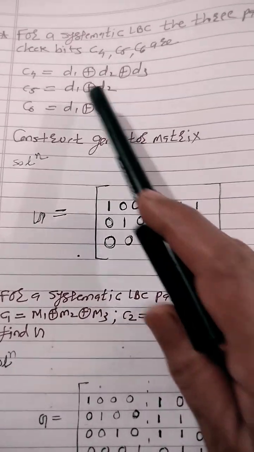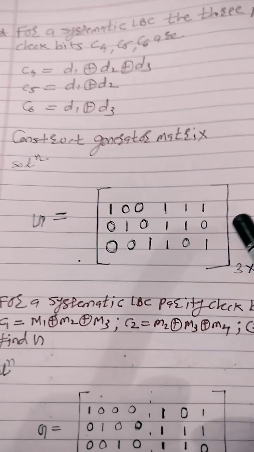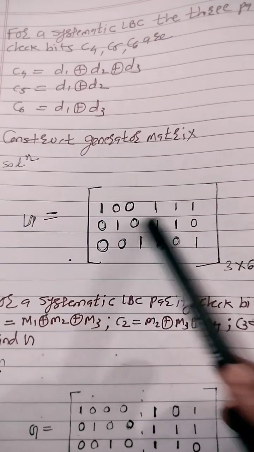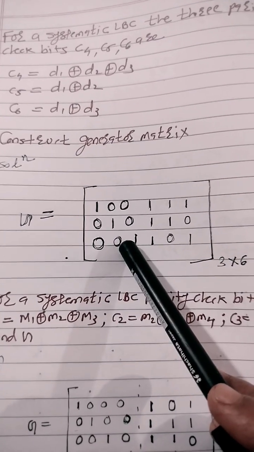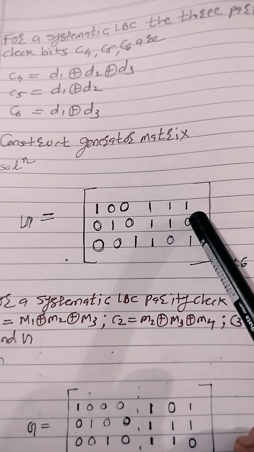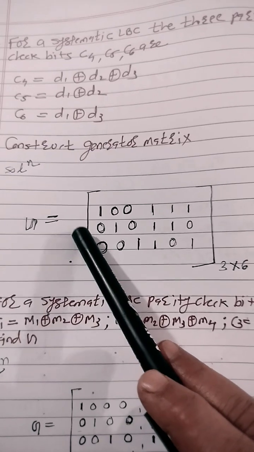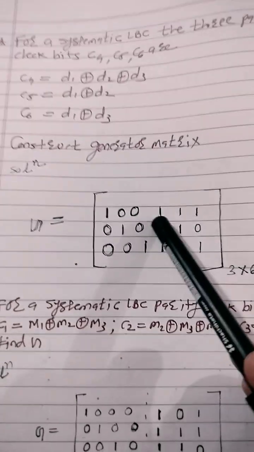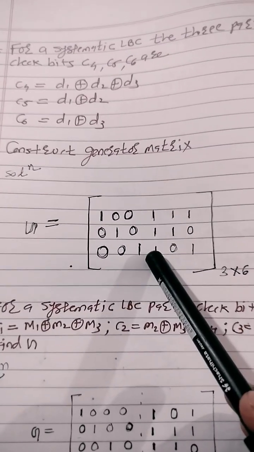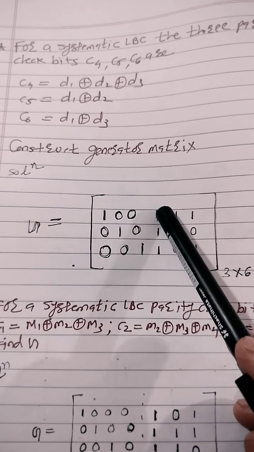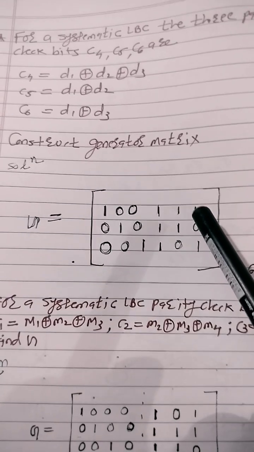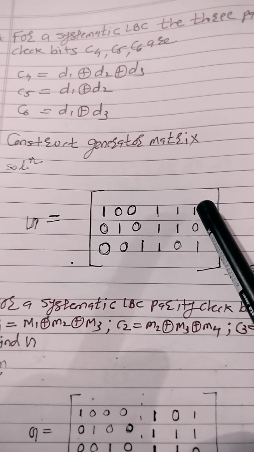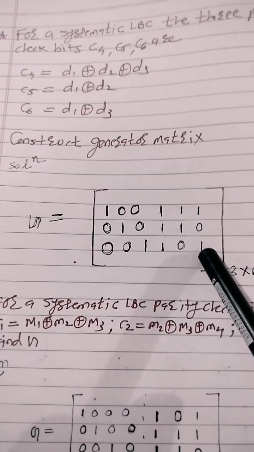Now C4 they have given as D1, D2, D3. For that you have to remember that the first row of the generator matrix corresponds to D1, the second row to D2, the third row to D3, because the first row's content will be multiplied by D1, the second row's by D2 and the third row's by D3. So C4, that means this column, has D1, D2 and D3. That means you have to put 1 1 1. Then C5 has D1, D2, so 1 1 0. C6 has D1, D3, so 1, D2 is not there so 0, then D3 is 1.